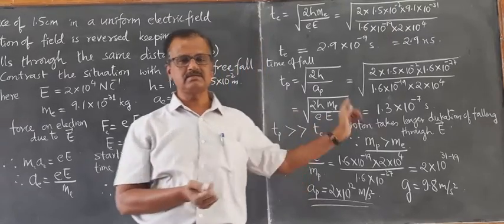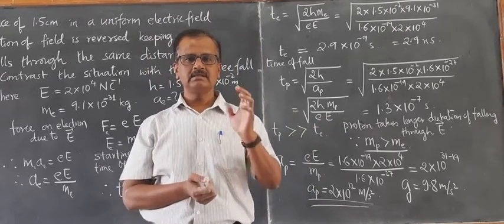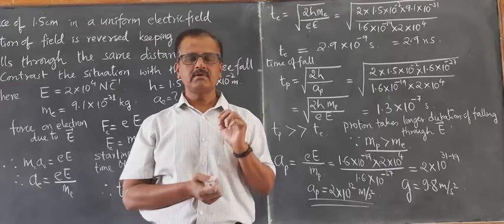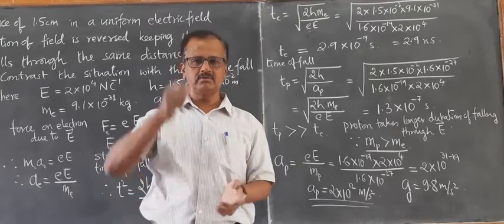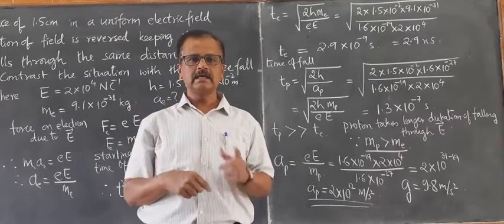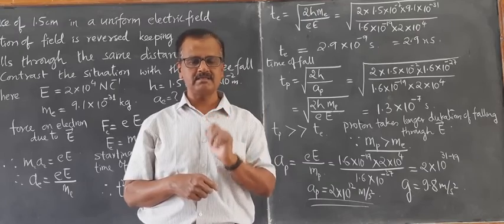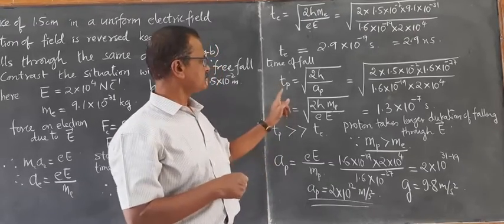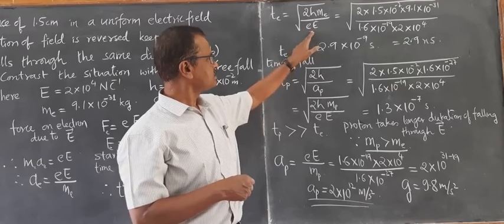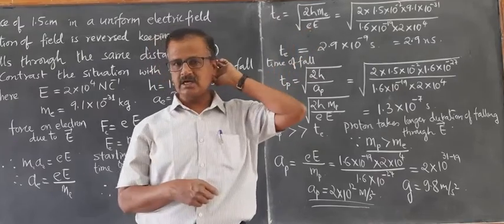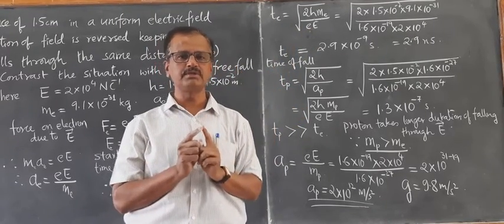But in case of electric field, the time of fall through the same distance depends on its mass, and it is inversely proportional to its charge. These are the two things to be noted.